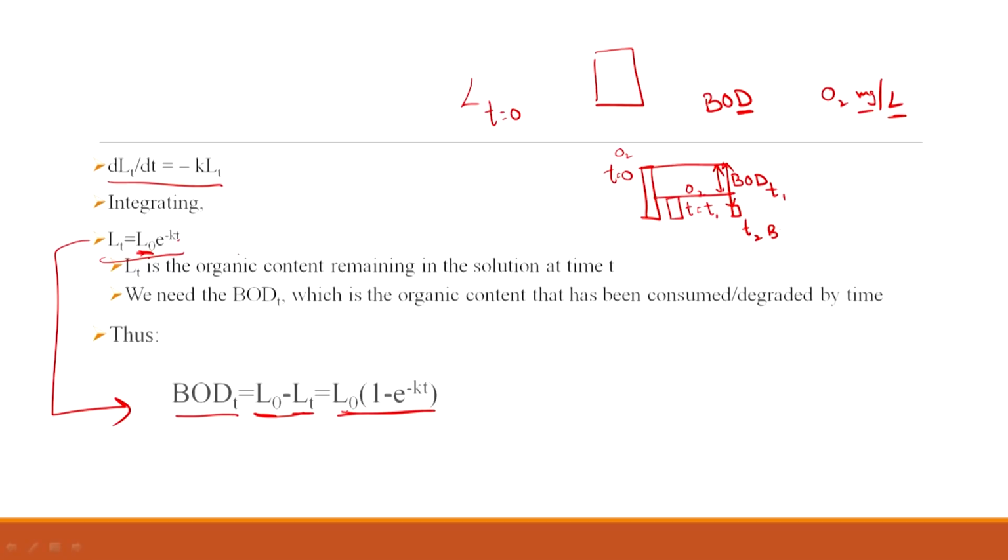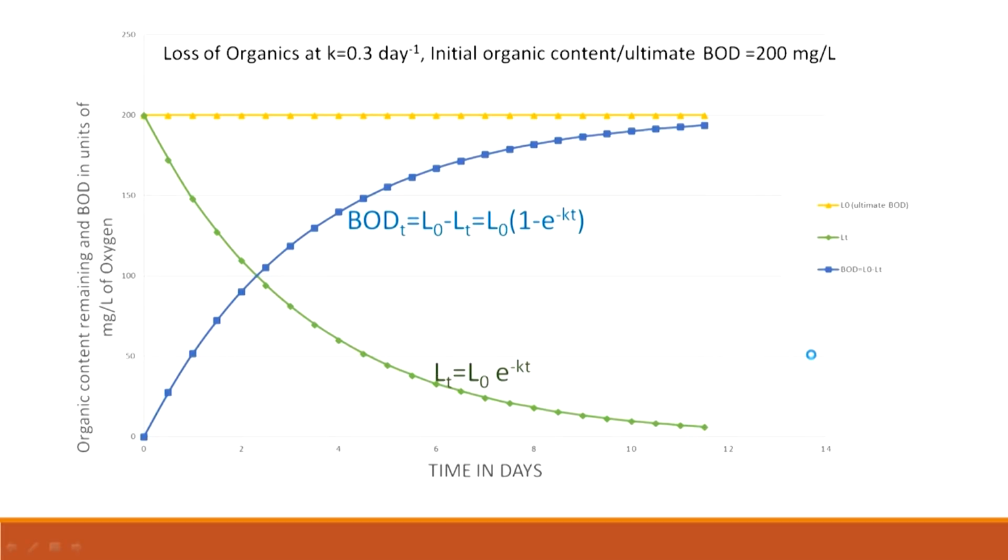One aspect to note is that if you put t equal to infinity, or run this test for a long period, what is the BOD that you are going to get? When we give sufficient time, the BOD, which we call BOD ultimate, is going to be equal to L naught, which is the initial organic content. So, that is something to keep in mind.